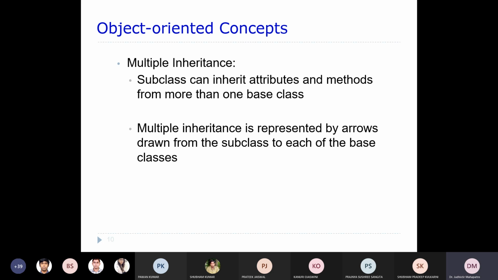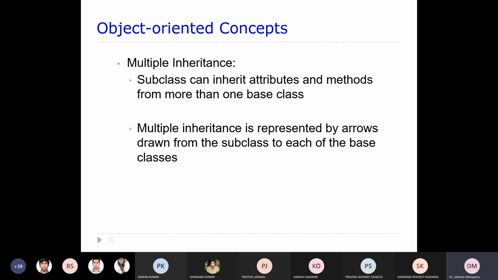Right. So there is another concept called multiple inheritance. In that case, what will happen? You have a subclass or a derived class. Now this derived class is going to inherit attributes and methods from more than one base class. So that is what we call multiple inheritance.